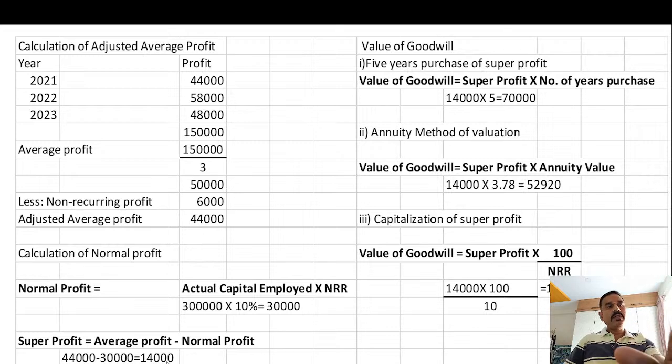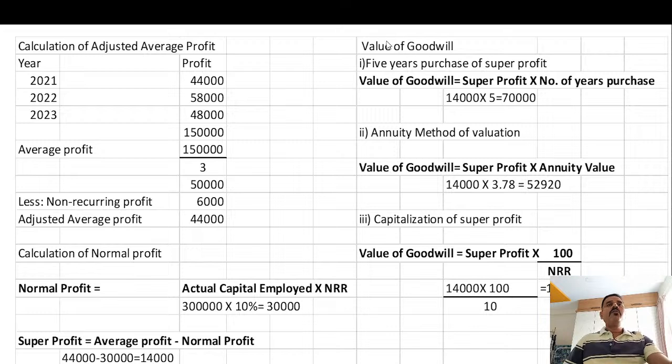So to calculate the super profit, these two calculations we have to make. First we have to calculate the average profit, then you have to calculate the normal profit. The normal profit information is also given in the problem, that is, you need the capital employed and then the normal rate of return. Okay. So students, maybe this portion of my video may be blocked. I will explain, don't worry about that.